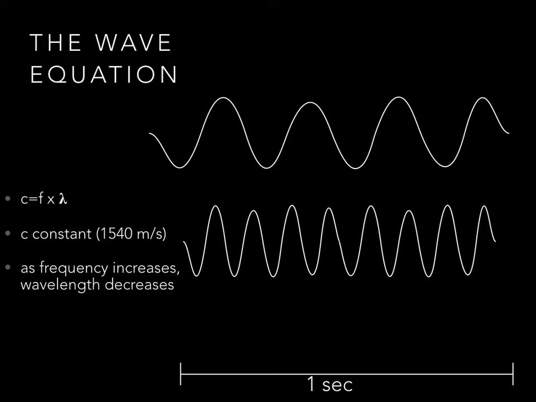Frequency and wavelength have an inverse relationship. As frequency increases, wavelength decreases. The shorter the wavelength, the higher the frequency. This is a very important relationship as image resolution is related to wavelength, while depth of penetration and attenuation of the ultrasound beam are related to the frequency.